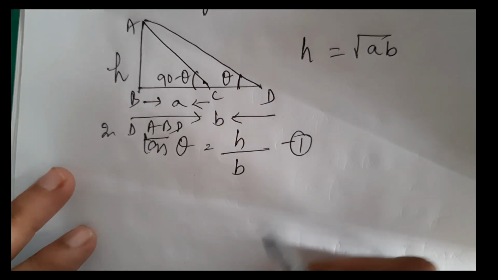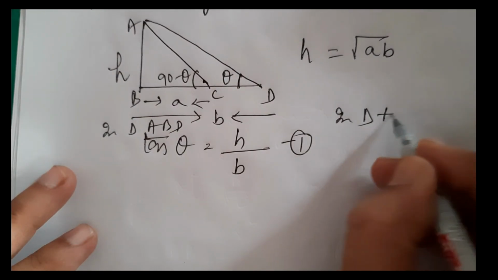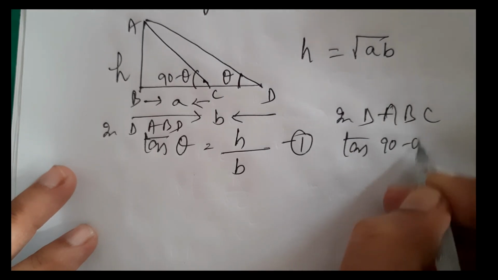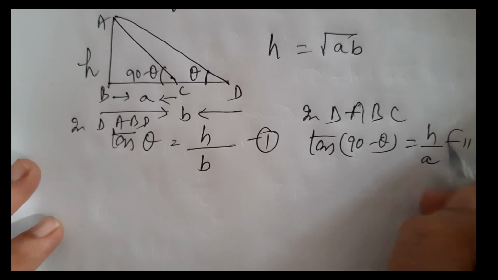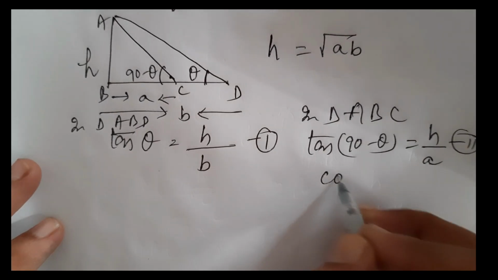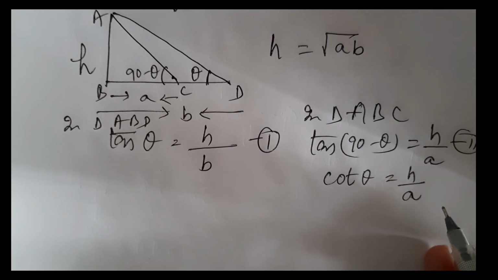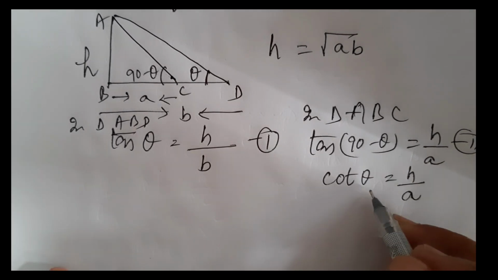Let this be first equation. Now in the smaller triangle ABC, tan (90 minus theta) is h upon A. Let this be second equation. You are already familiar with the formula: tan (90 minus theta) is cot theta. This exercise was in the CBSE syllabus before, but last year they removed this 90 minus theta type of sums. Here tan (90 minus theta) is cot theta. You need to remember this.